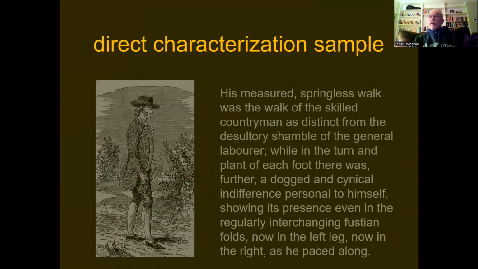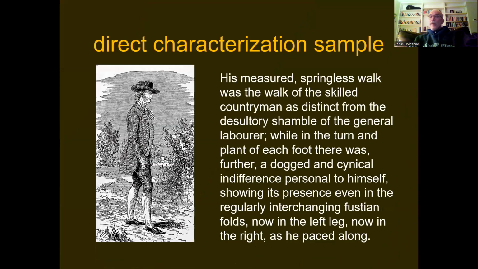Okay, so here's a direct characterization sample, and this is from Thomas Hardy's novel, The Mayor of Casterbridge. "His measured, springless walk was the walk of the skilled countryman, as distinct from the desultory shamble of the general laborer. While in the turn and plant of each foot, there was further a dogged and cynical indifference personal to himself, showing its presence even in the regularly interchanging fustian folds, now in the left leg, now in the right, as he paced along." Okay, so a good deal of information that we're getting there from the narrator.